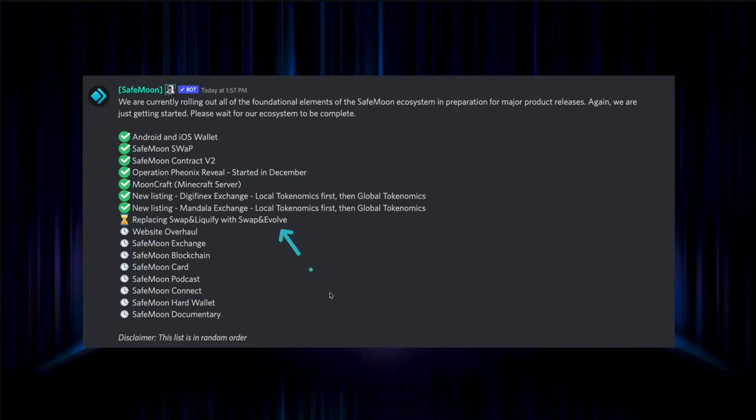So if people do start to decide to sell their bag, swap and evolve will kick in and then give us that green candle that everyone wants to see. So this is also more positive stuff that's going on in the world of Safemoon. You have a possible Binance listing, you have a possible Safemoon exchange listing, you have the possibility of swap and evolve getting enabled at any time. Now let's fly on over to this.